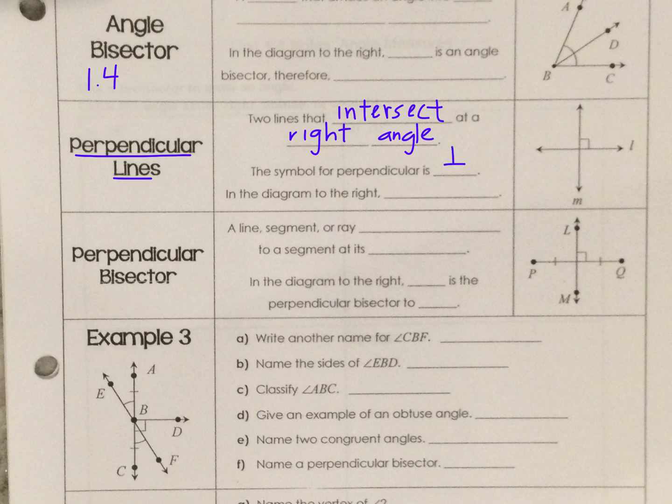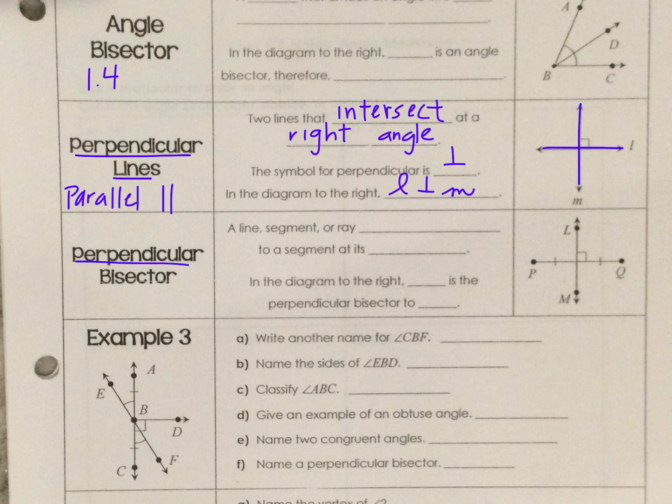While we're talking about symbols, parallel lines, those are the lines that never touch. Their symbol looks like that. In the diagram to the right, line L is perpendicular to line M.